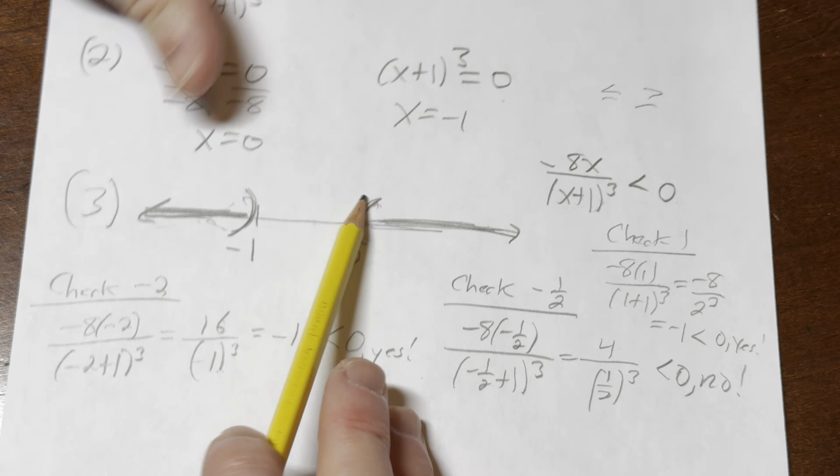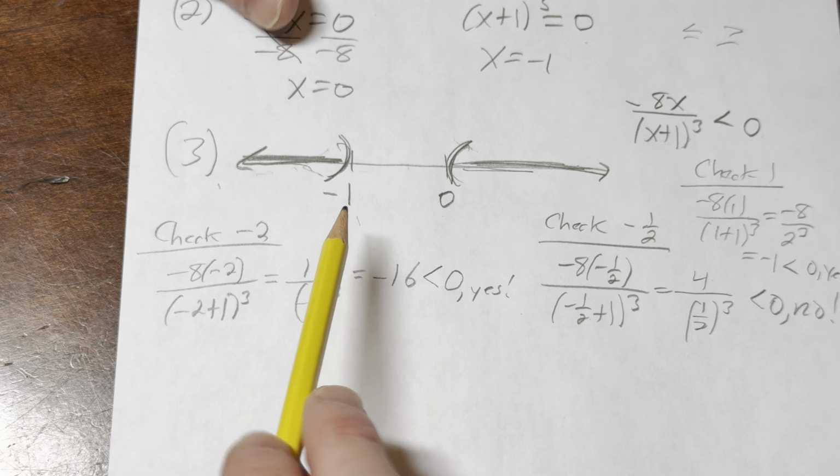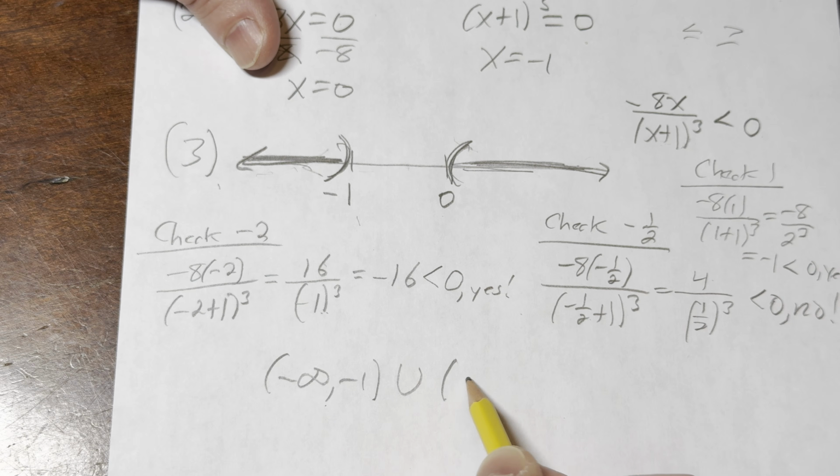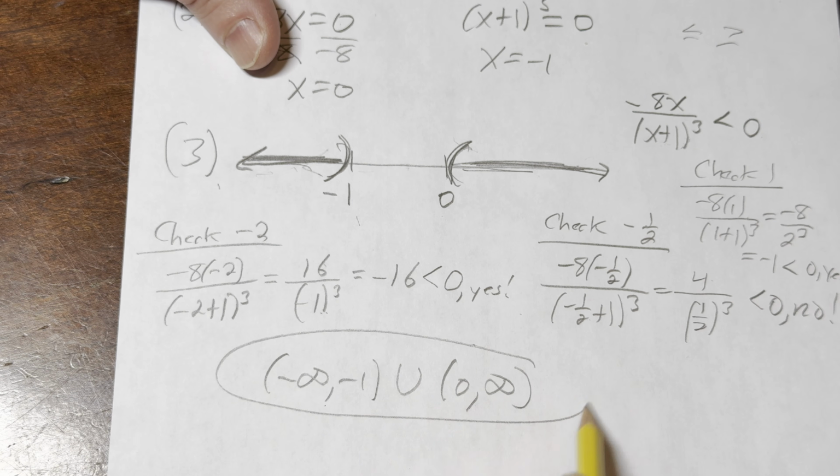From the picture, we can get the answer. It'll be negative infinity to negative 1, union, parentheses, 0 to infinity. And that should be it.